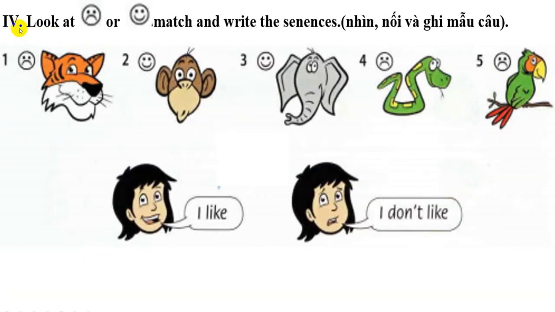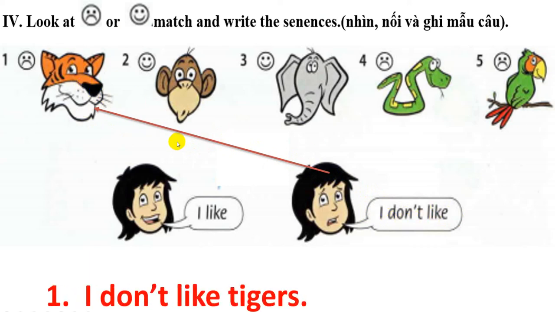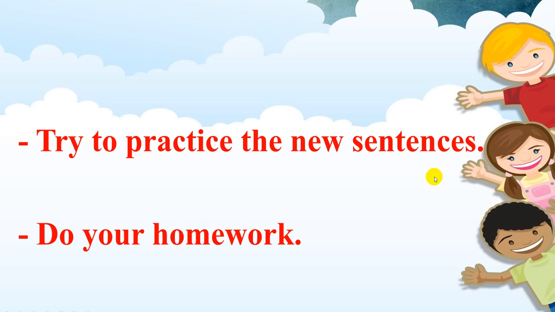Next activity, next exercise. Look at the sad face or the smile face. Match and write the sentences. Okay. In number 1, you can see the sad face here. And the girl can say, I like or I don't like. So you match first. I don't like what? I don't like tigers. In number 2, you can see a happy face here. You match I like with the number 2. And you say, I like monkeys. Okay? So easy. That's all.